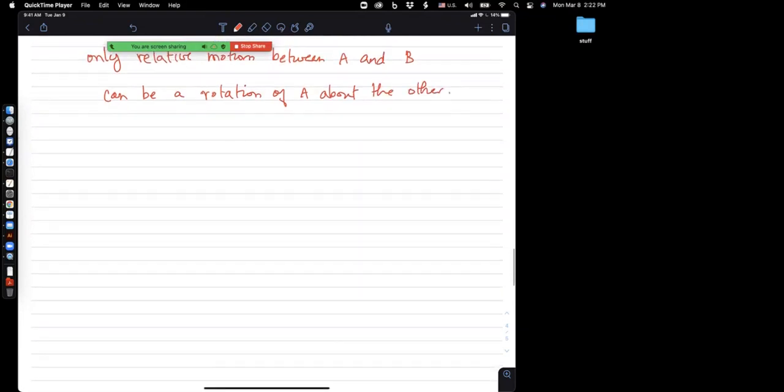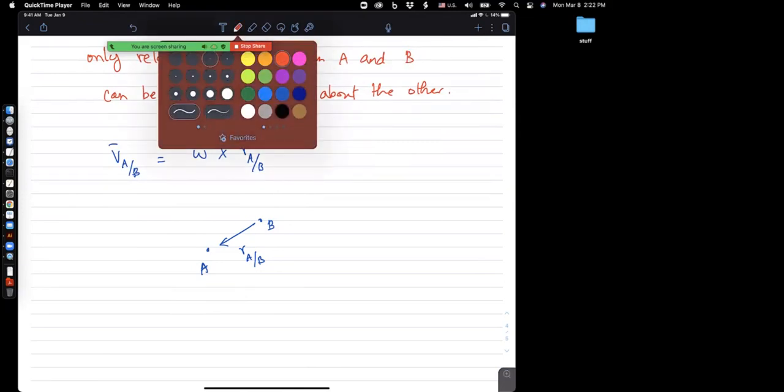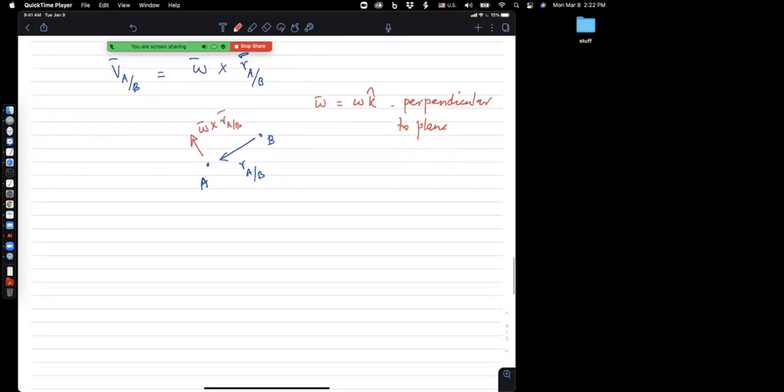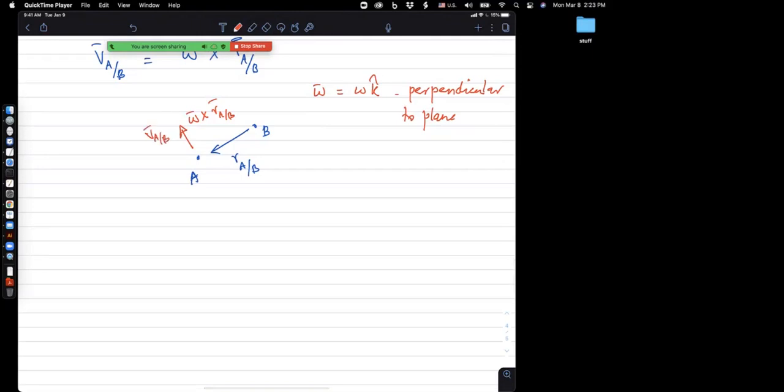Basically, your equation is VA with respect to B equals omega cross RA with respect to B. If this is A and this is B, then this is RA with respect to B, and omega equals omega K, which is perpendicular to the plane. So VA with respect to B is necessarily going to be perpendicular like this, as if A was rotating about B, okay?